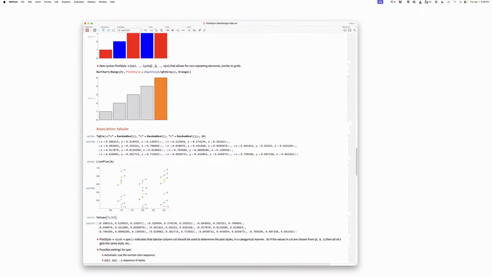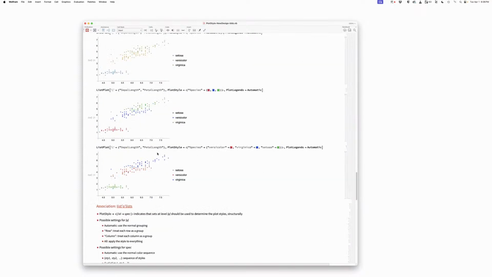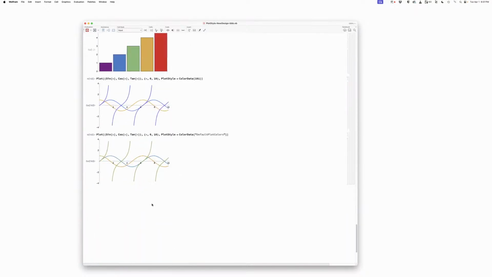Okay, so let's take, where did I have my association? Here we go. Okay, so I have this association. I have a list of associations. Yep. Well, I guess maybe it is doing some flattening. I didn't think it did that.